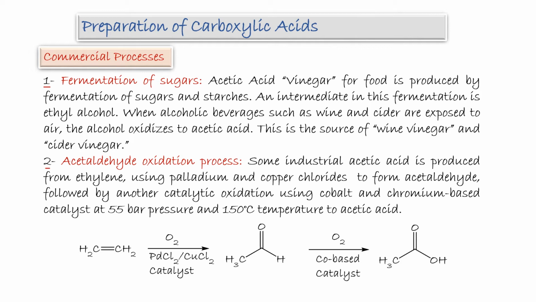Method 2, acetaldehyde oxidation process. Some industrial acetic acid is produced from ethylene using oxygen, palladium chloride, and copper(II) chloride catalyst to form acetaldehyde, followed by another catalytic oxidation using oxygen and a cobalt-based catalyst at 55 bar pressure and 150 degrees Celsius temperature to prepare acetic acid.